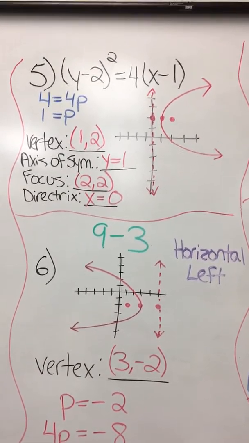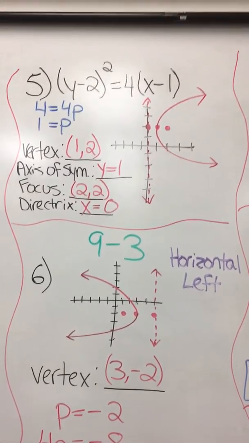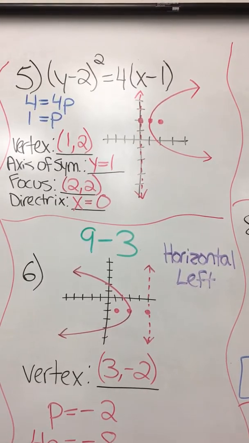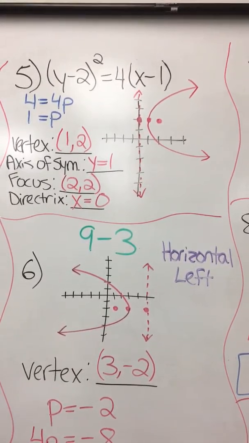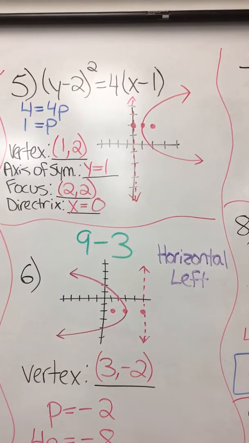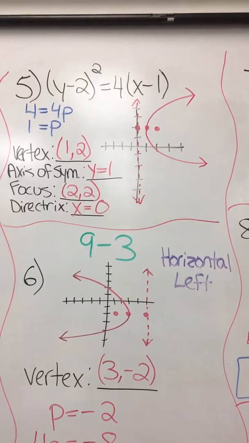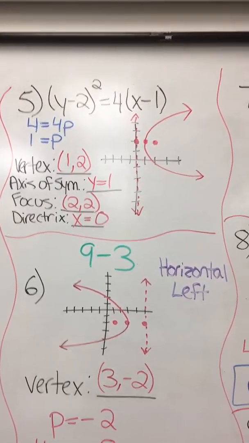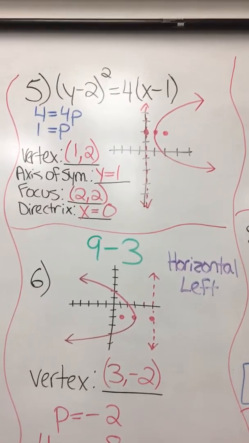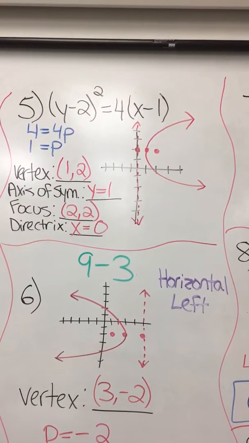Our focus in this case is going to be (2, 2), because we have to go from the vertex over to the right 1, which is going to make it (2, 2). And then if we had to go over to the right 1 from the vertex to get our focus, we have to go to the left 1 for our directrix, which puts it at x equals 0. And then from there, you can draw your graph.